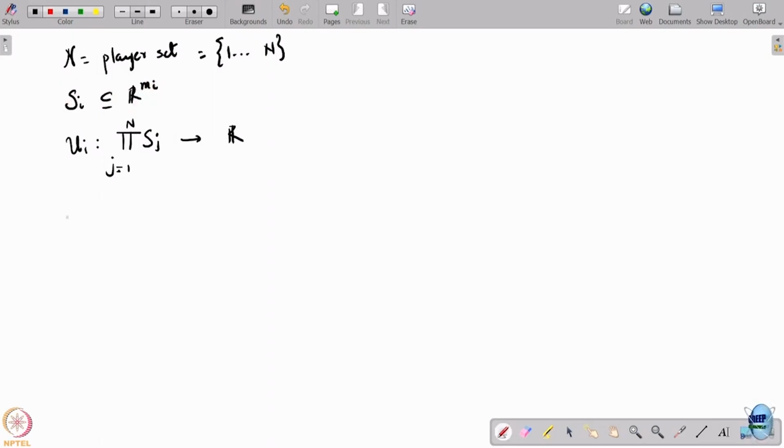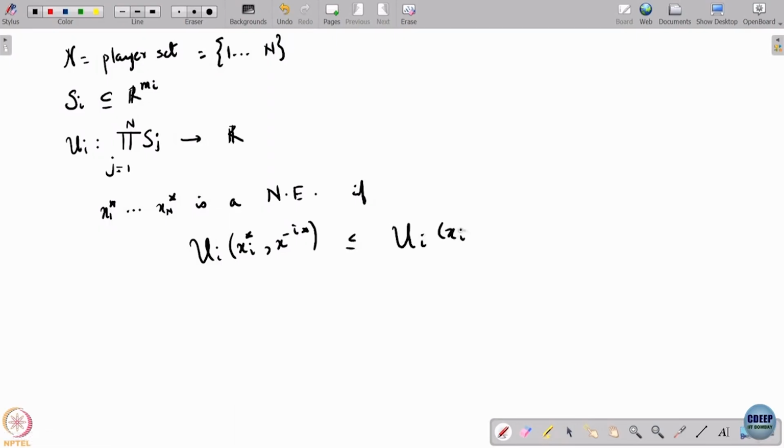Now, we can define a Nash equilibrium in the usual sense. So, an (x_1*, ..., x_n*) is a Nash equilibrium if u_i(x_i*, x_{-i}*) is less than or equal to u_i(x_i, x_{-i}*) for all x_i in S_i and for all i in N. This is our definition of a Nash equilibrium.